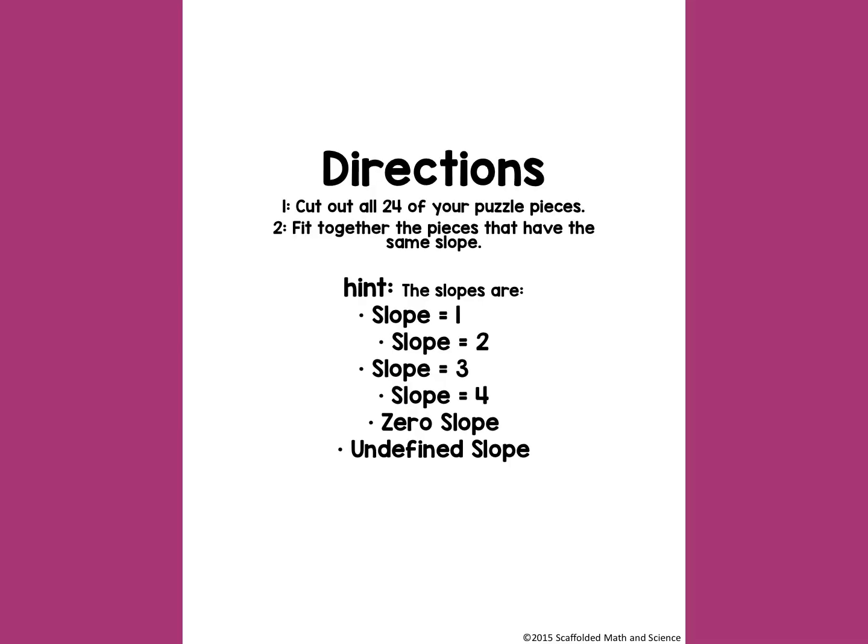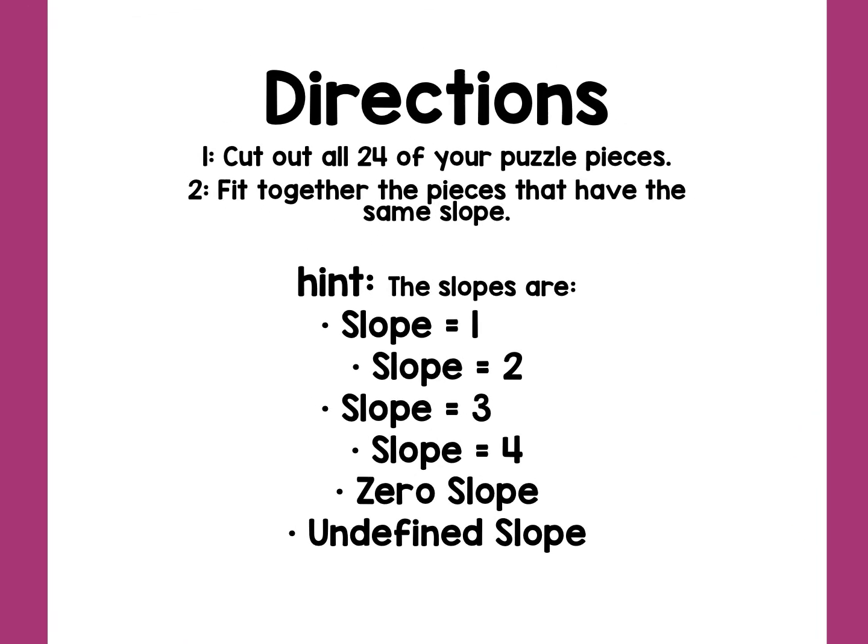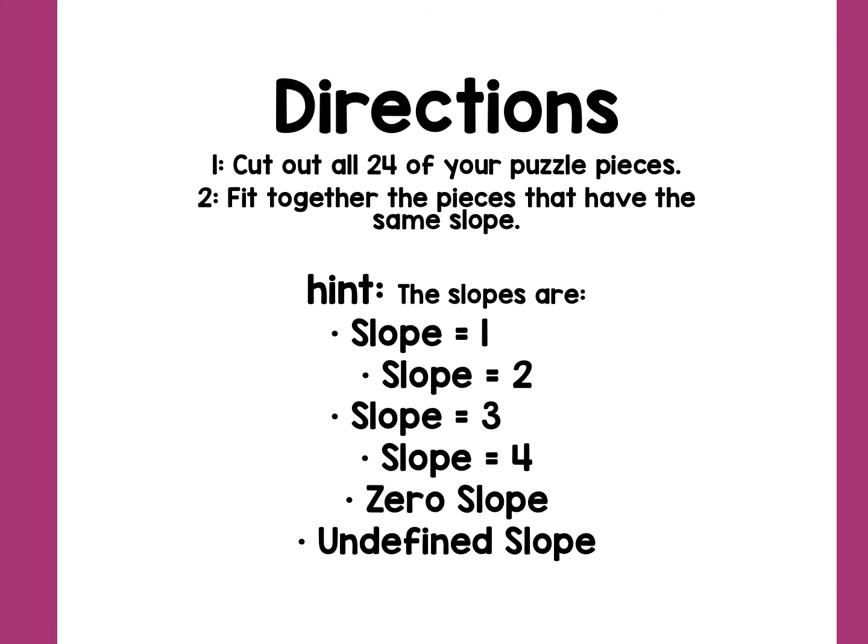Okay. So it says directions. Cut out all 24 of your puzzle pieces. Your other page has 3 pages. You're going to cut out the puzzle pieces. Those puzzle pieces do not go together, even though they look like they fit together. Then you're going to fit together the pieces that have the same slope. So you're going to have to find the slope for each of those cards. Once you cut them out, you find the slope for them, and then you match them with 3 other pieces that have the same slope. Does that make sense?